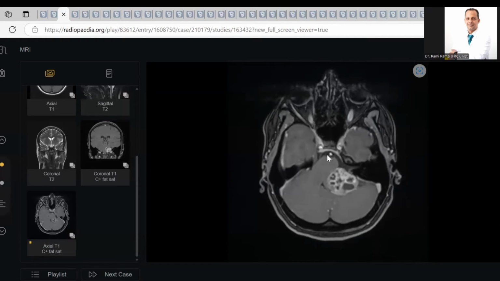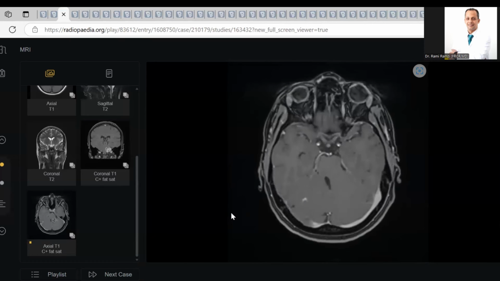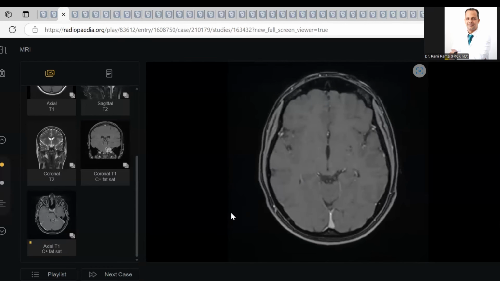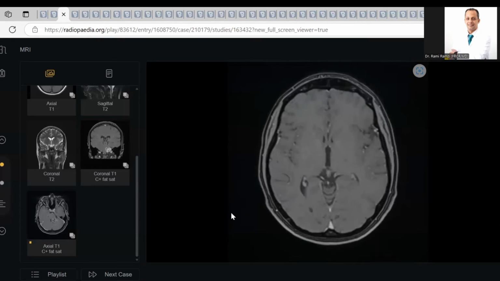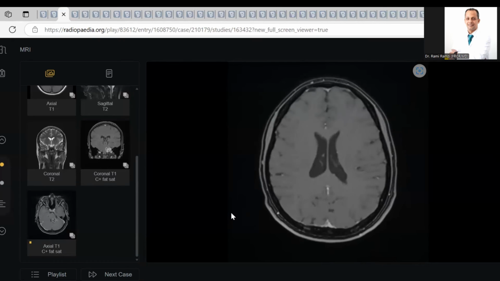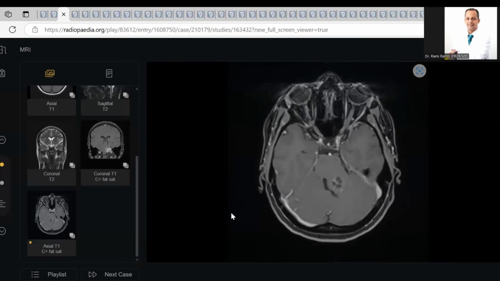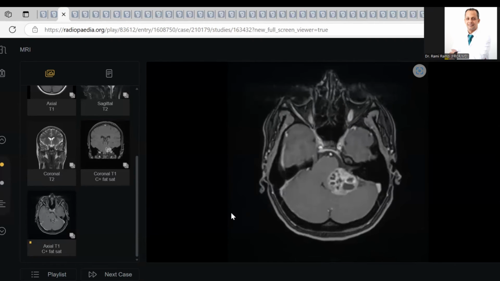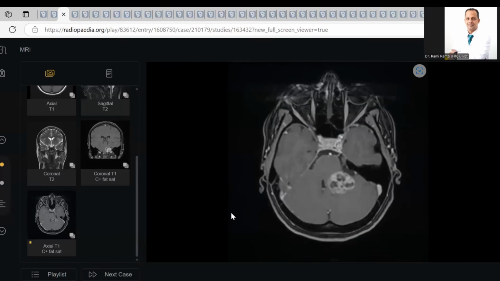Look here, please. Thank you, doctor. You did very well. This is a case of jugular foramen schwannoma, but you described very well, but you lost one important and urgent finding.